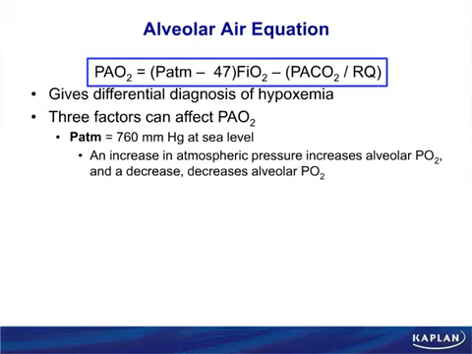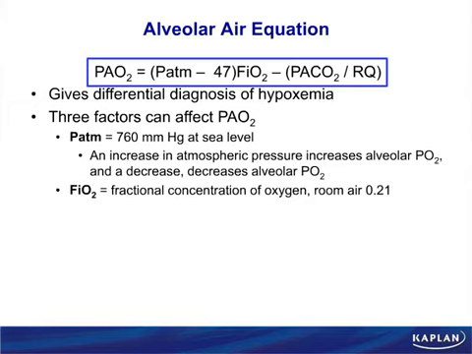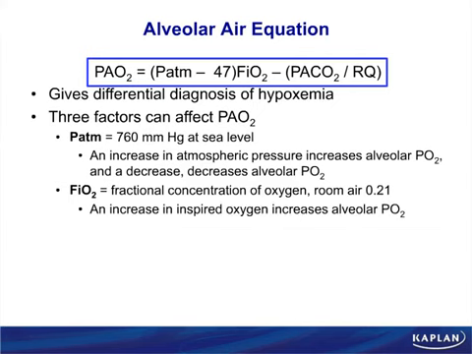Second factor is fractional concentration of inspired oxygen. For room air, that's 21%. But if I increase the FiO2, fractional concentration of inspired oxygen, then that's going to increase alveolar PO2. And hopefully that makes sense. You put someone on supplemental oxygen, the goal is to increase alveolar oxygen and ultimately arterial blood oxygenation. So hopefully that one makes good sense.